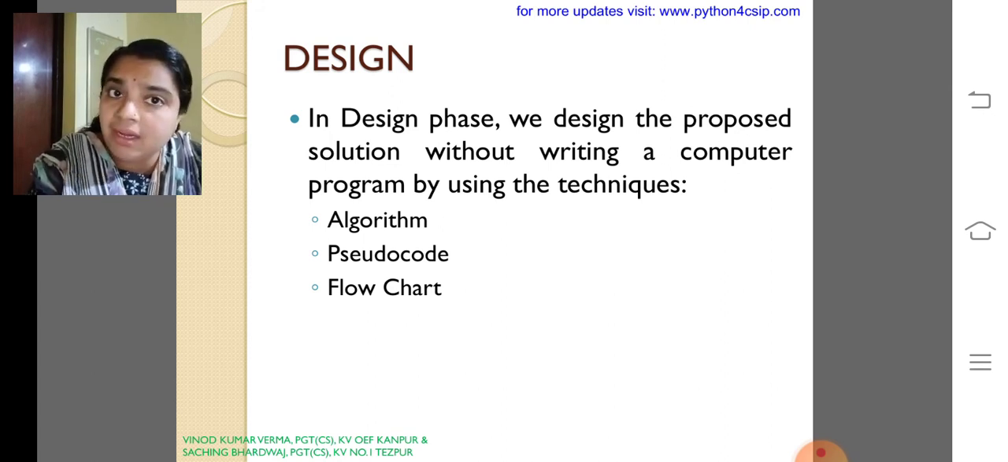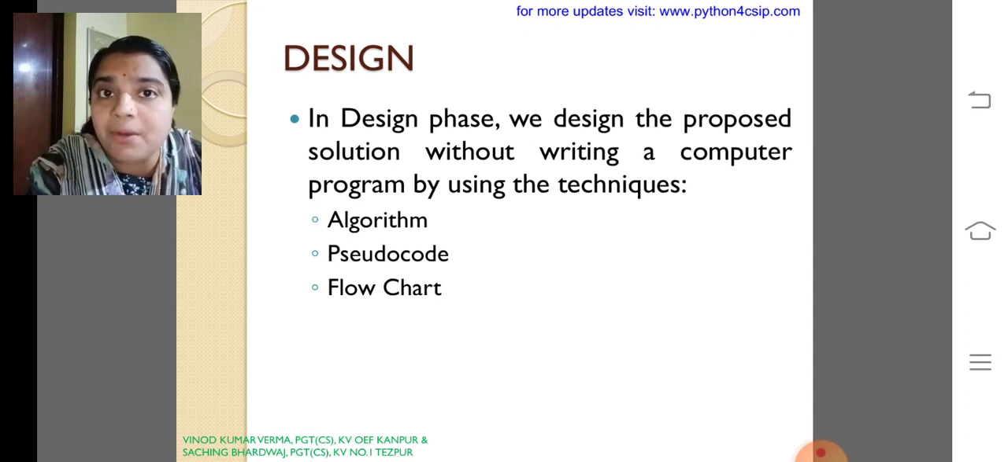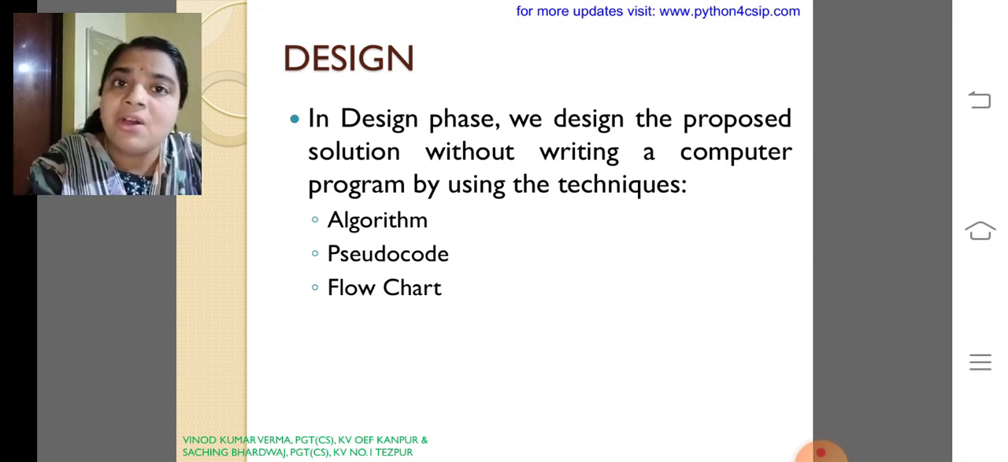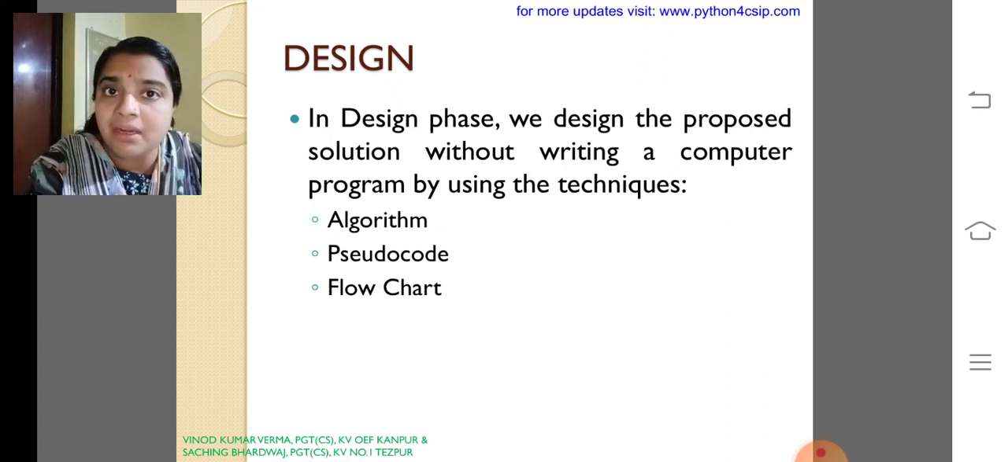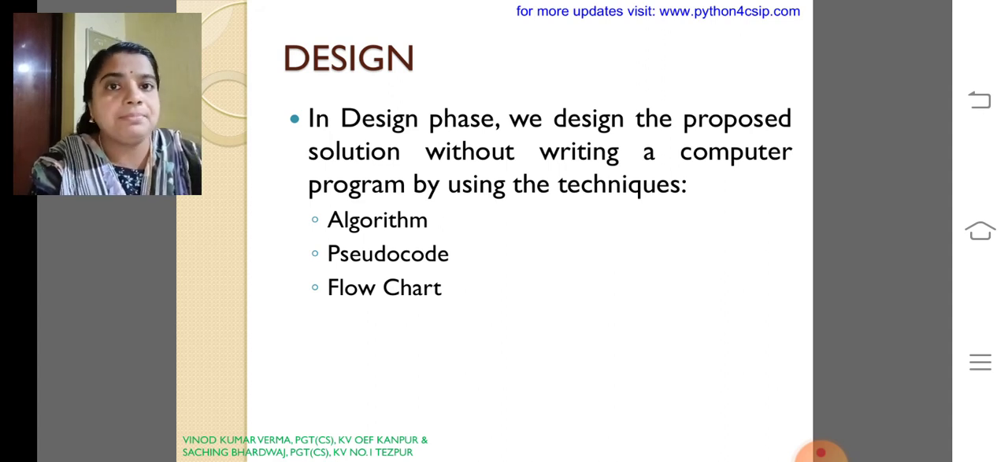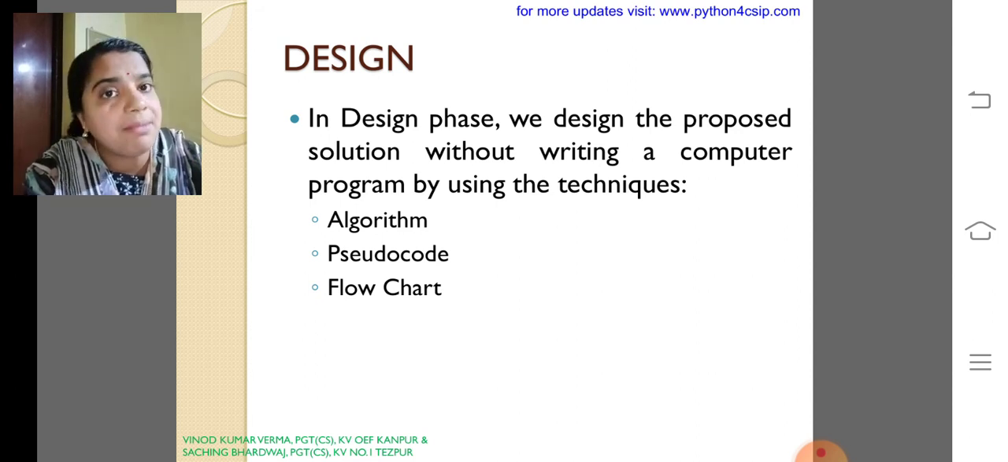By knowing the algorithm, pseudocode or flowchart, we can easily write program code either in Python, C, C++ or in Java. If you know the algorithm, if you can write the algorithm, then it will be easy for you to write any program. We will discuss more about algorithm, pseudocode and flowchart in the upcoming modules.